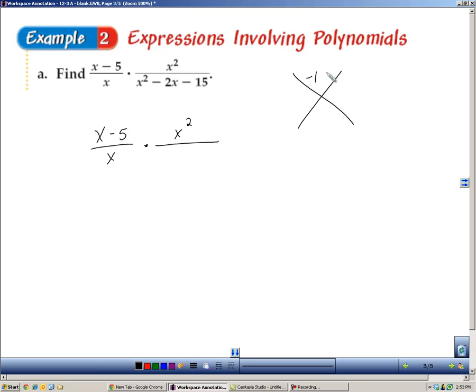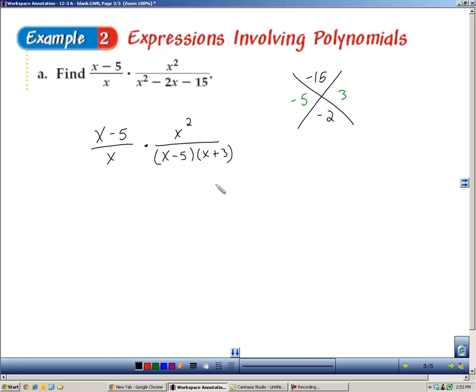But for this one, I'll find 2 factors of negative 15. That had to be negative. Looks to me like negative 5 and 3 will work. So I'm going to go down here and factor that trinomial into x minus 5 and x plus 3.